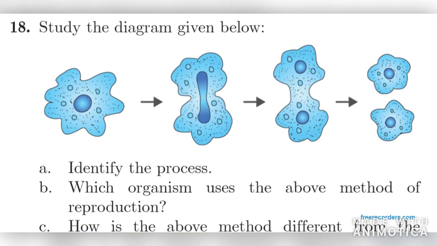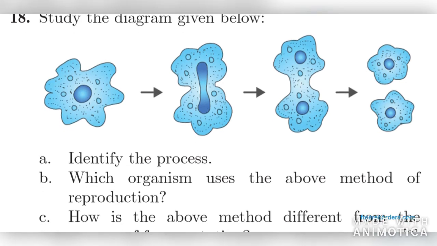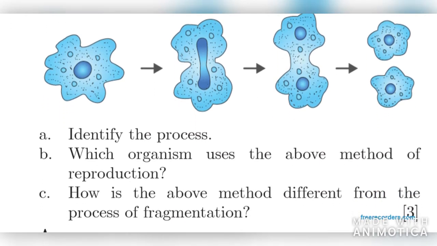Moving on to question number 18, we have to study this diagram and identify the process, which organism uses the above method of reproduction, and how the above method is different from the process of fragmentation. From the diagram it is very clear that this is binary fission, and this process is in amoeba. Binary fission actually occurs in unicellular organisms, whereas fragmentation occurs in simple multicellular organisms where they break down into many fragments. So that's how this process is different.